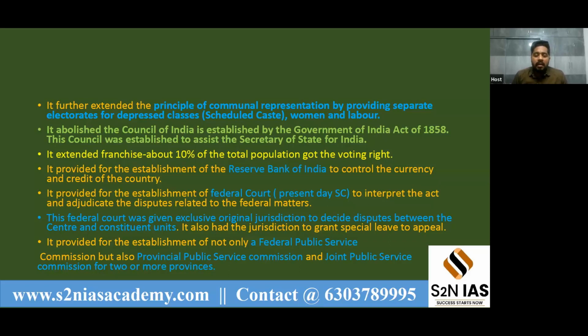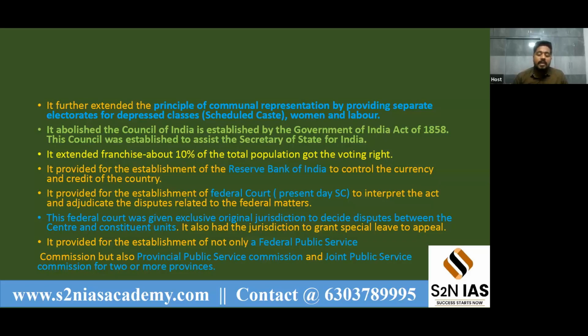So in the 1919 Act, we observed the Union Public Service Commission, transfer of powers to the provinces, and bicameralism. And by the 1935 Act, institutions like the Reserve Bank of India and the Supreme Court, the Federal Court, were in place. This Federal Court was given exclusive original jurisdiction to decide disputes between the center and the constituent units. So the disputes between the center and states, we know, are called original jurisdiction. This power was given to the Federal Court.